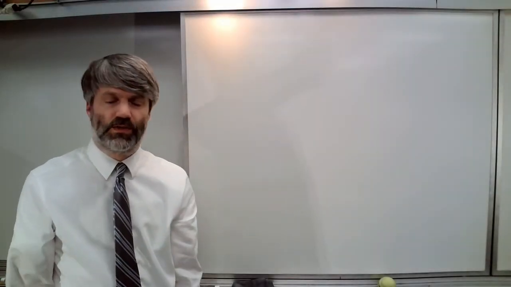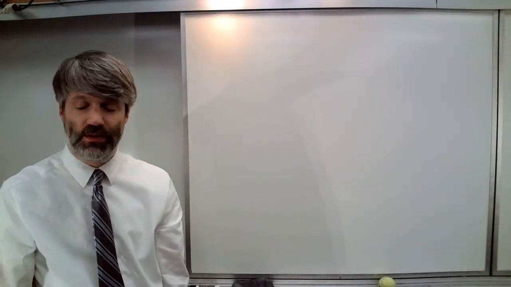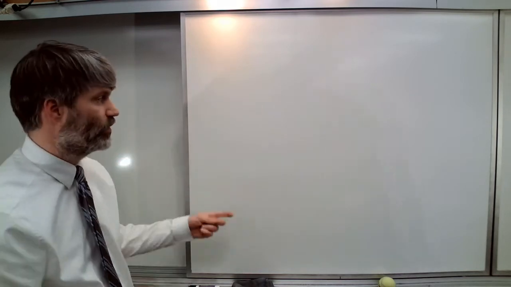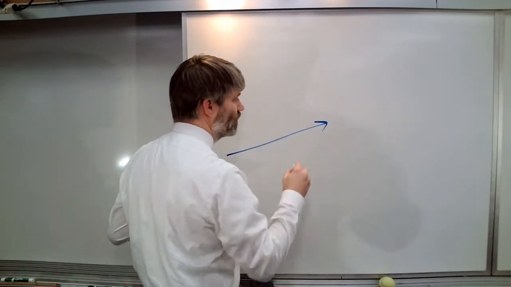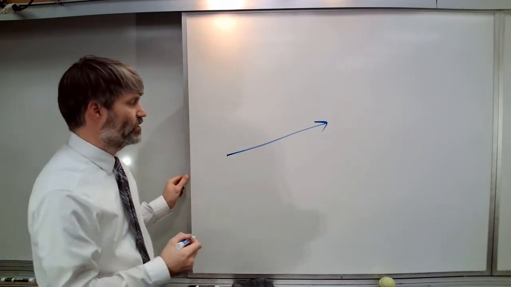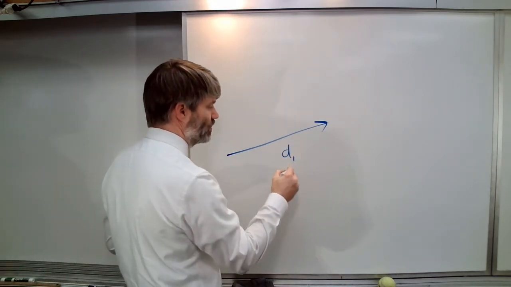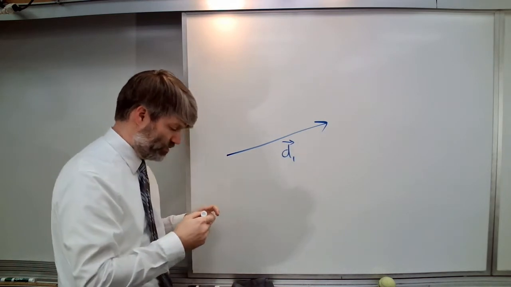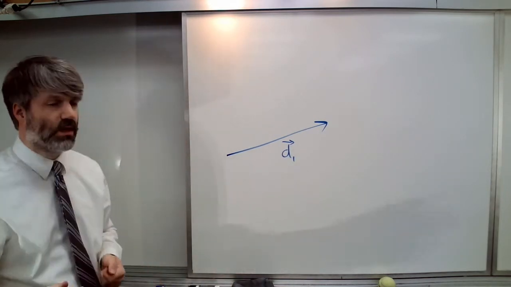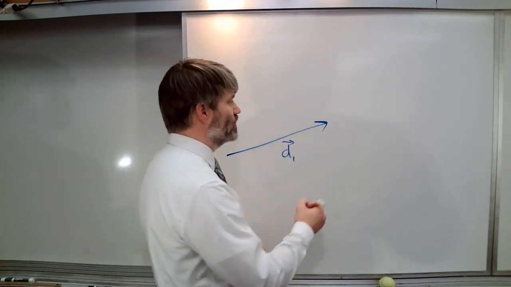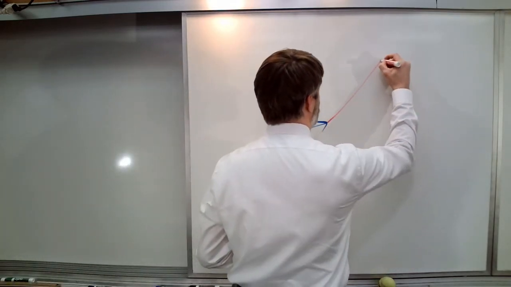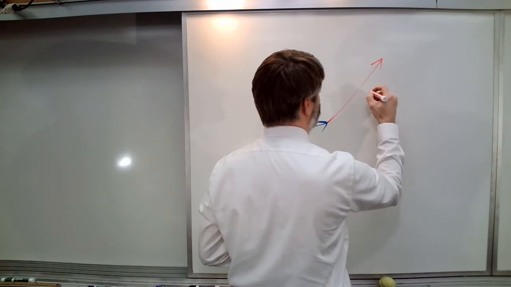Hello, ladies and gentlemen. Let's go over the first example on your worksheet. There are two displacement vectors, one of which we'll call D1. It is 6 meters at about 15 degrees. Call this D1. And then D2 is 4 meters at 45 degrees.